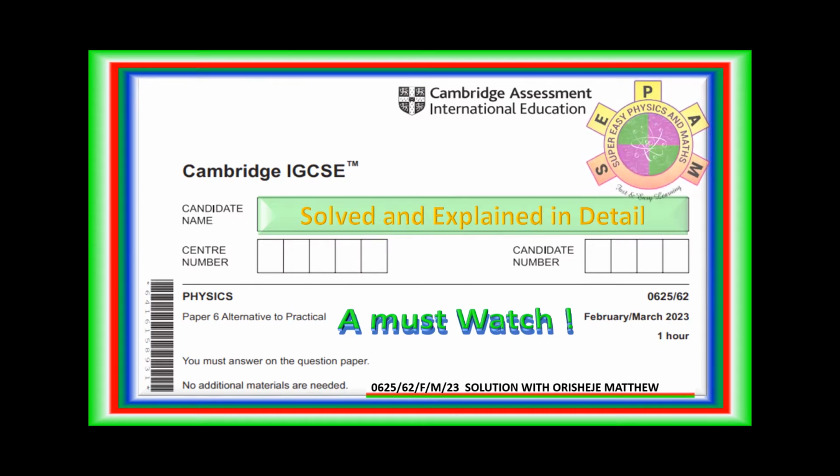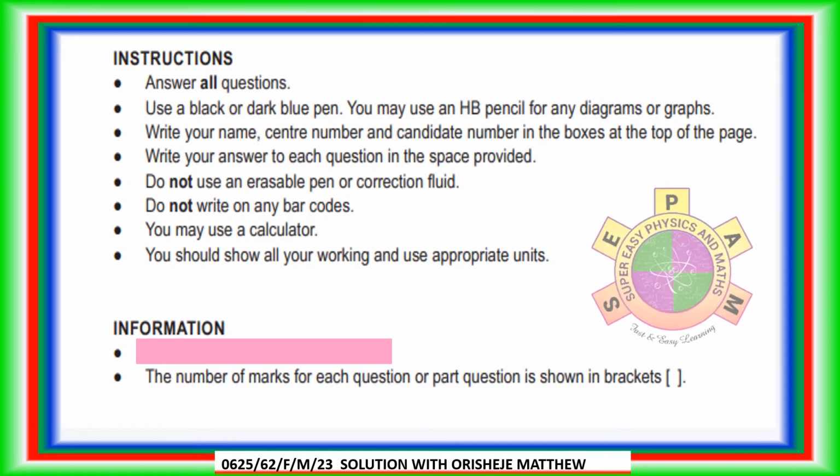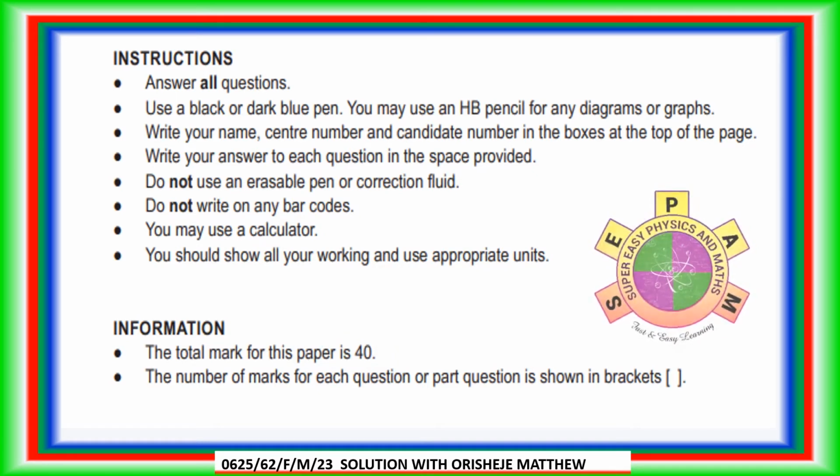Today we are looking at the solution to Physics Alternative to Practical Paper 6, February-March 2023. This paper is solved and explained in detail. It's recommended for every student, a must-watch before you write your next exam. You are expected to answer all questions, and the total mark for this paper is 40 marks.